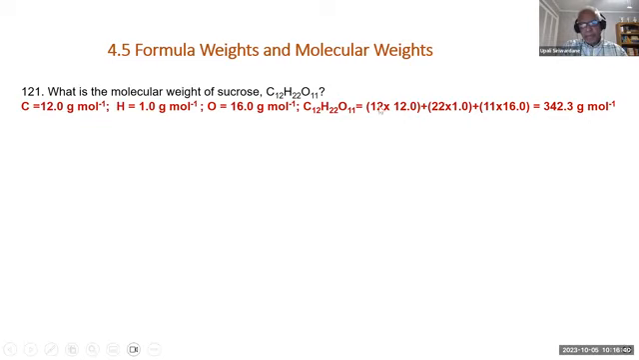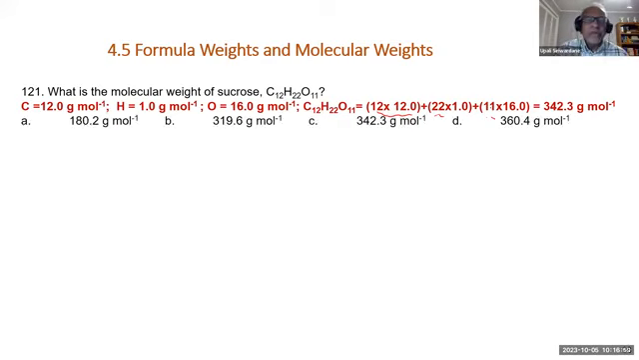Here I multiply each element's atomic mass: 12 carbon, 22 hydrogen, 11 oxygen. So when you calculate formula mass, molecular weight, molar mass, it turned out to be 342. Therefore, the correct answer for this question is C.